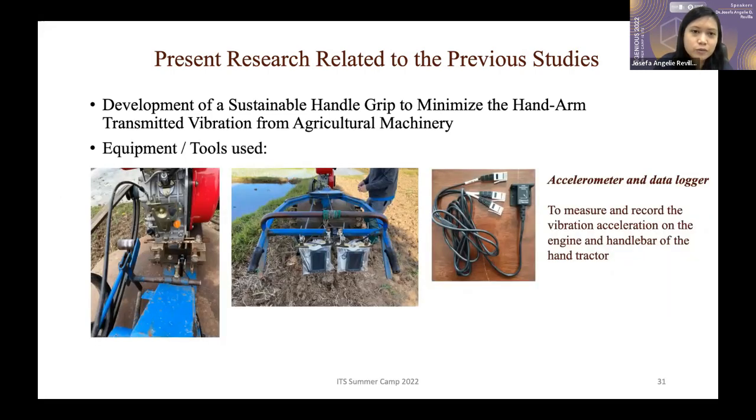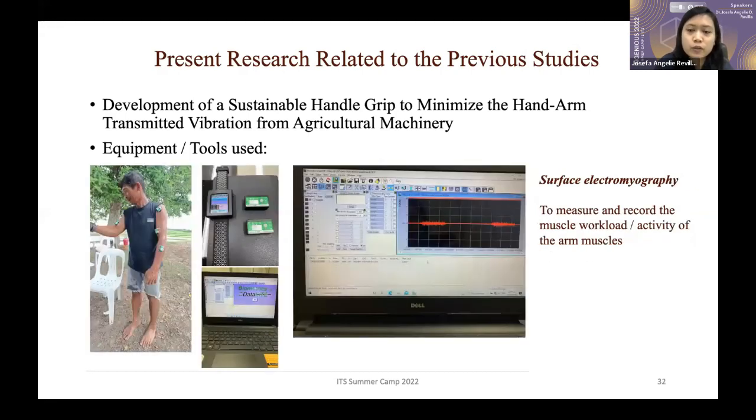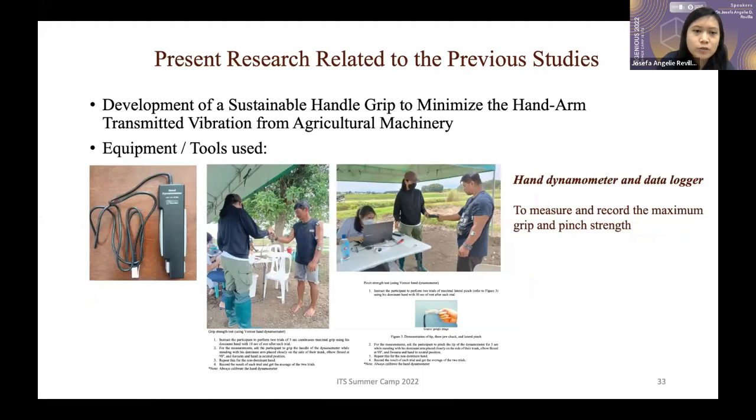Let me just run down the tools that we used. So we used the same accelerometer and data logger to measure and record the vibration acceleration on the engine and handlebar. We used surface electromyography to measure and record the muscle workload or activity of the forearm muscles or the arm muscles. So we attached the surface EMG on the forearm, the biceps, and the elbow and the shoulder. We also used a hand dynamometer to measure and record maximum grip and pinch strength.